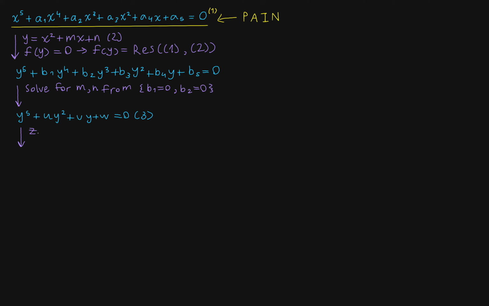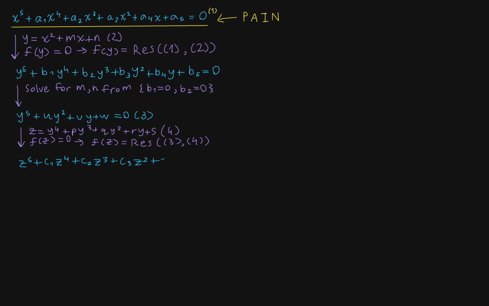Sorry, this has to be in z here. We're going to use the transformation z = y^4 + py^3 + qy^2 + ry + s. And we're going to get an f of z equal to 0, where we know that f of z is equal to the resultant of, this is equation 4, the resultant of 3 and 4. Okay, so you compute again the super long determinant, and we're going to get a new quintic in z: z^5 + c1 z^4 + c2 z^3 + c3 z^2 + c4 z + c5 = 0.